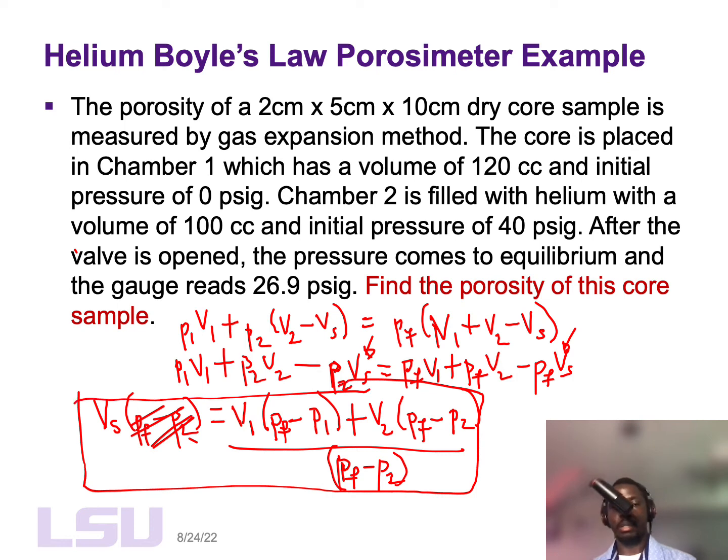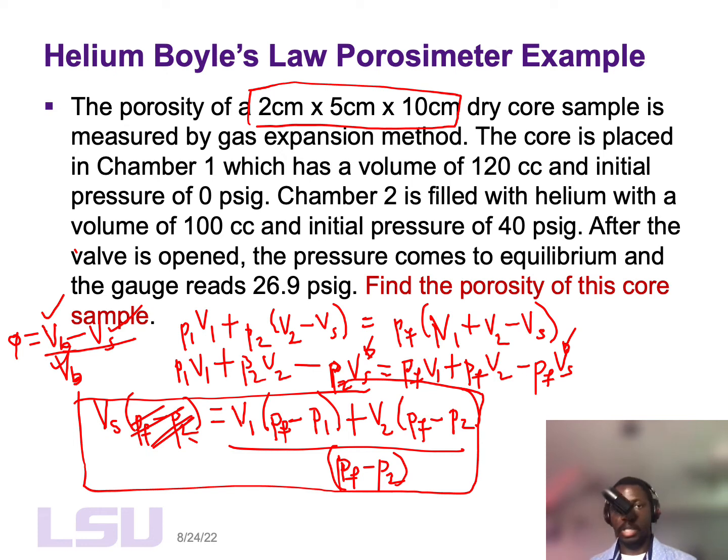How do you get porosity? Porosity is pore volume divided by bulk volume. You are given bulk volume. It's the volume of the grain. But you're not given pore volume. So how do you get pore volume? VB minus Vs. So you're given VB, and then you use this equation to get Vs, and that's how you calculate porosity.